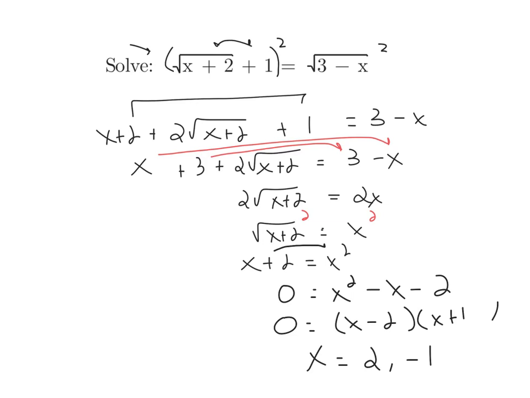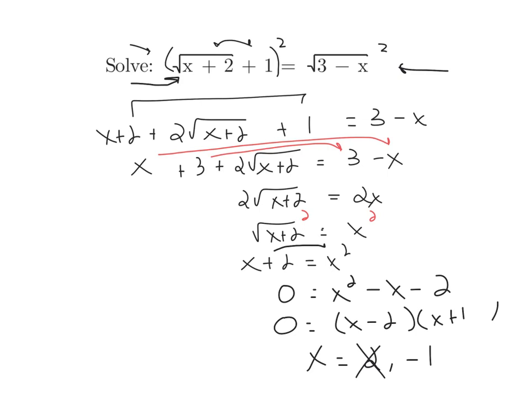Maybe. So I'm going to take the 2, plug it in right here. 3 minus 2 is 1. The square root of 1 is 1. So it means if I plug in 2 on the right-hand side, I should also get 1. 2 plus 2 is 4. Square root of 4 is 2, plus 1 is 3. So 2 didn't work.